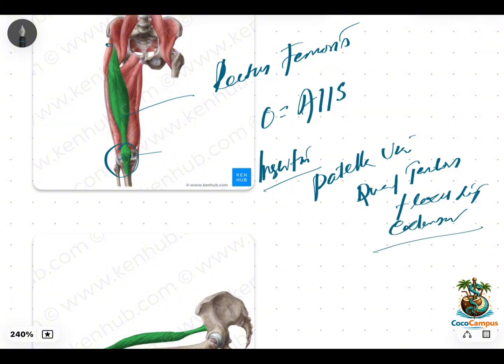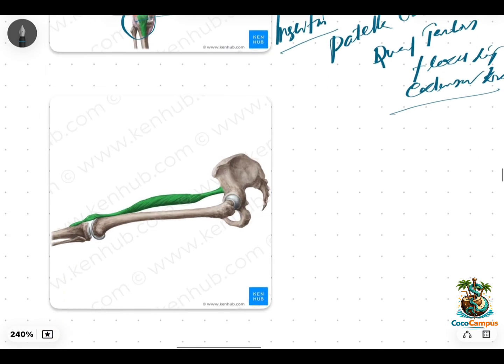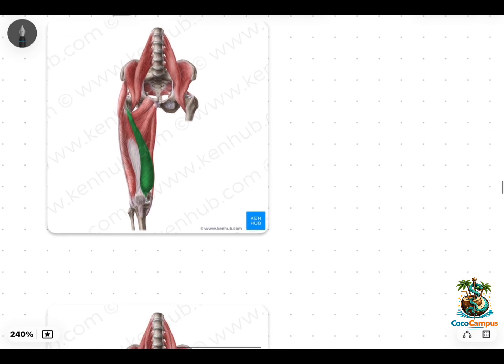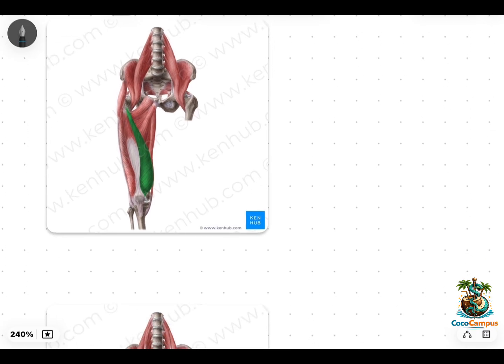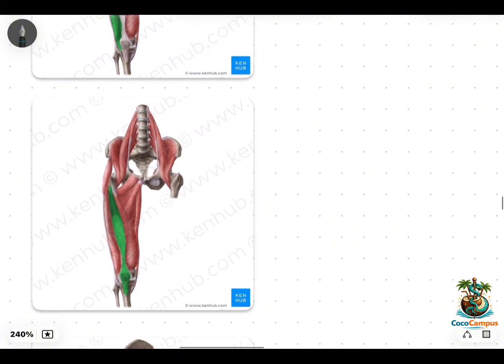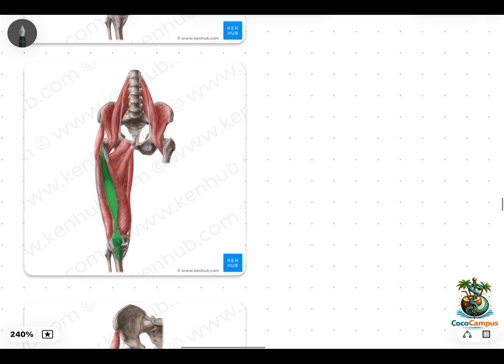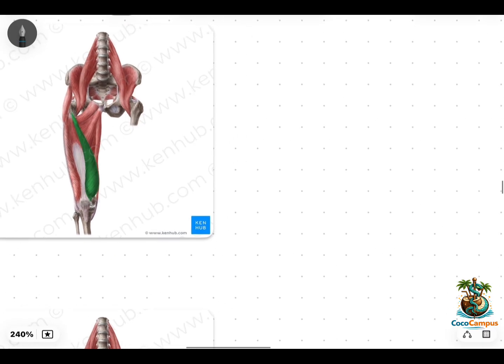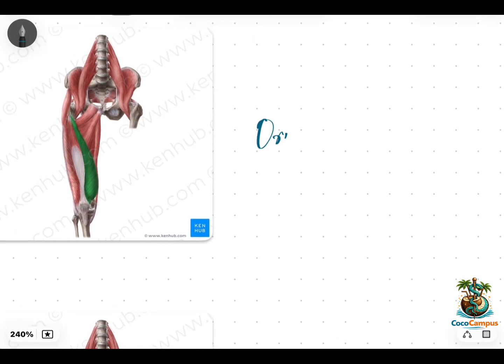Okay, and then we have a group of three muscles sharing the same name. You have your vastus medialis, you have your vastus lateralis, and you have your vastus intermedius. Their origin is at the femoral shaft, or should I say, linea aspera. So, vastus group: lateral, medial, intermediate. Origin is at the femoral shaft or linea aspera.